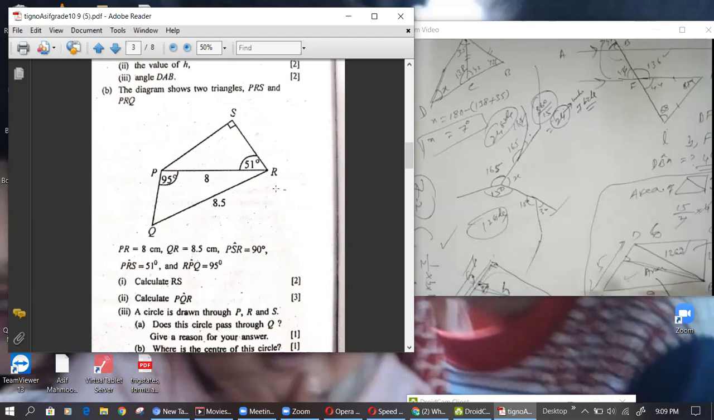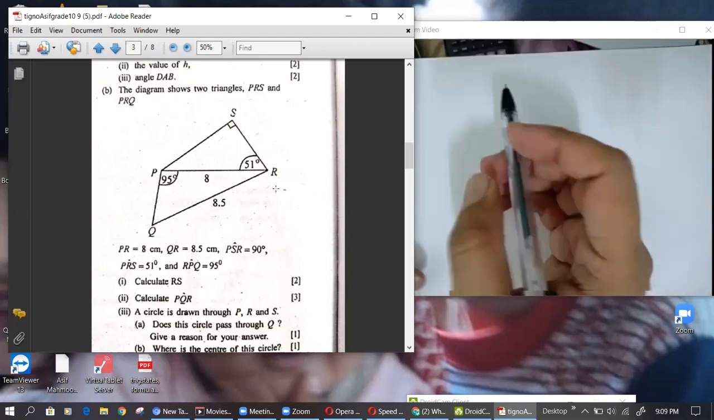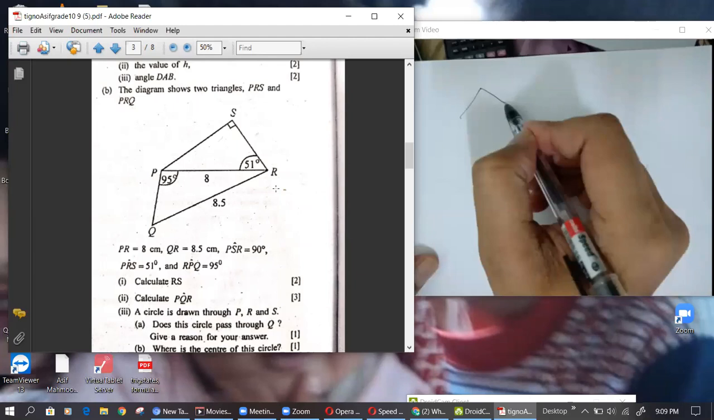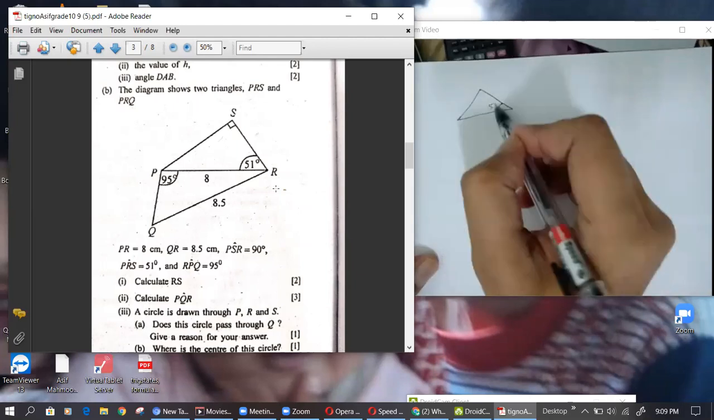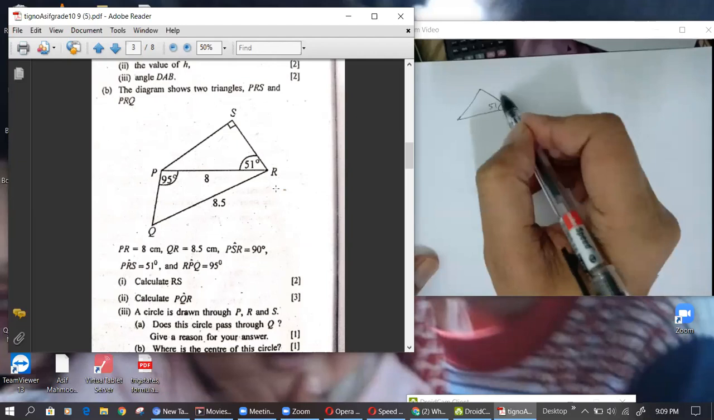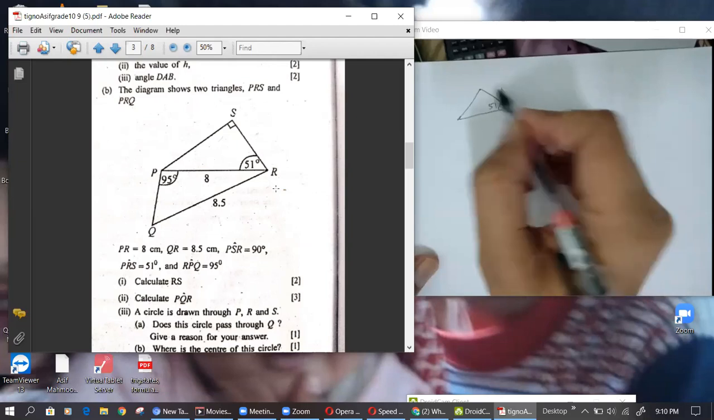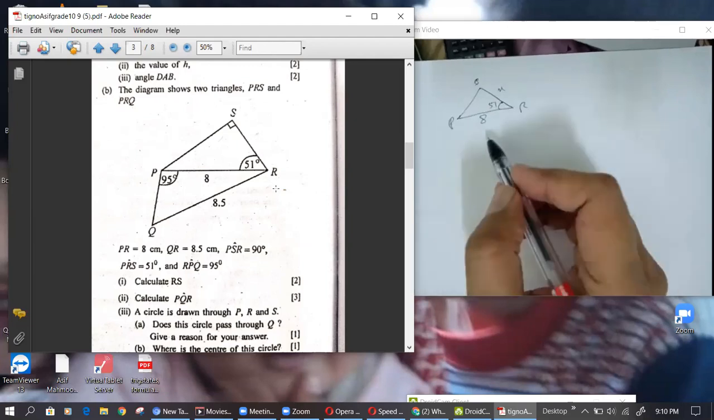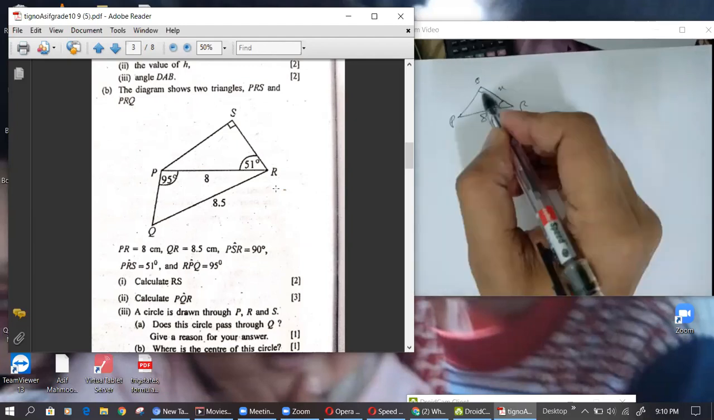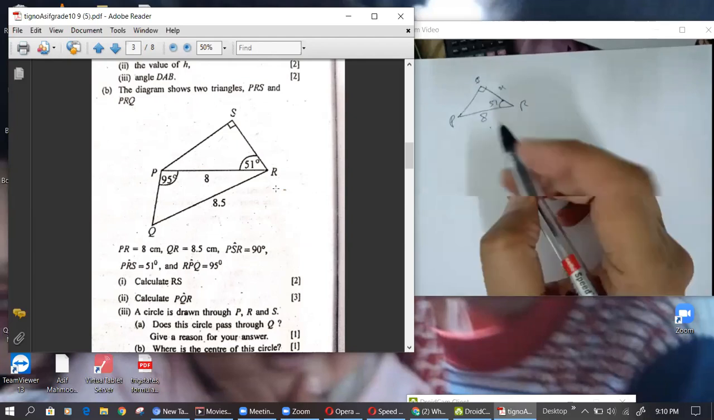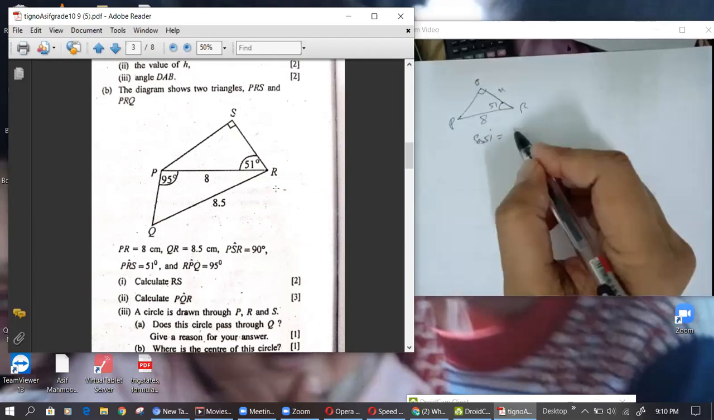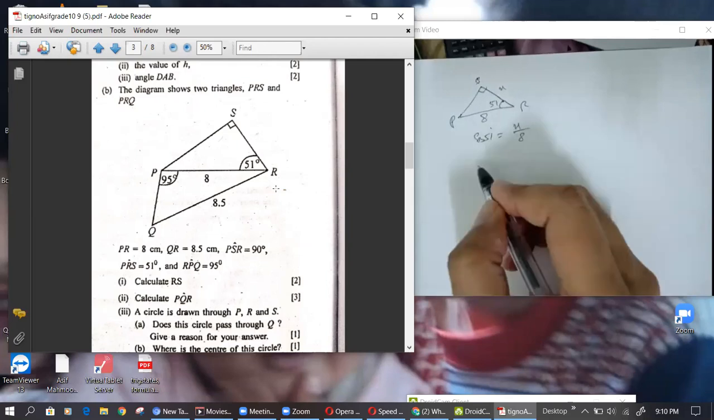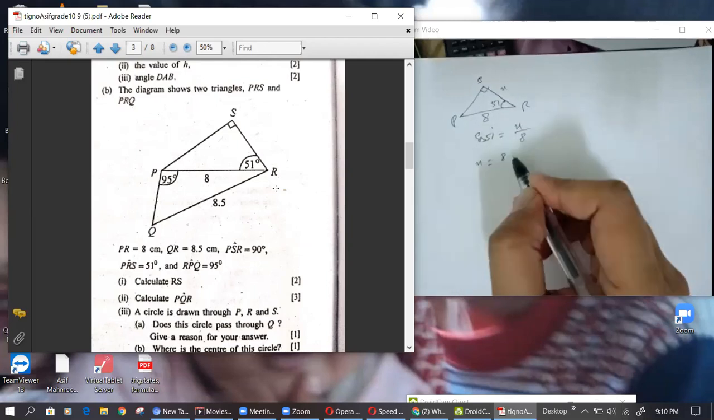RS is adjacent. Very nice. So this is a 90 degree triangle. This angle is 51, the adjacent is RS, which is x, and the hypotenuse is 8. So you will use cos. Adjacent over hypotenuse, so cos 51 equals x over 8. So x equals 8 cos 51. Type it on your calculator very quickly.